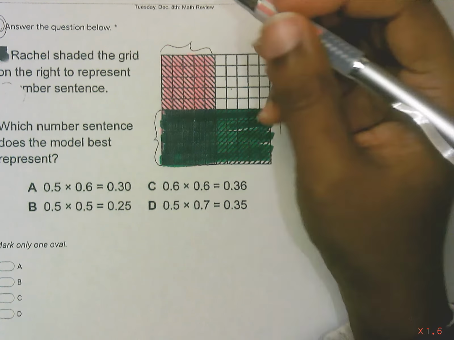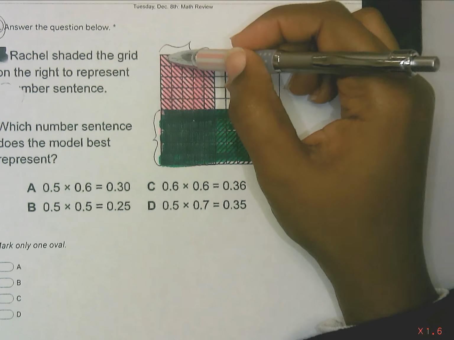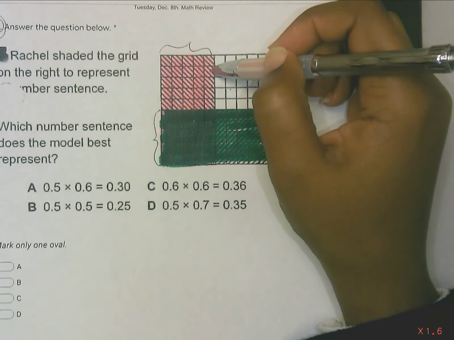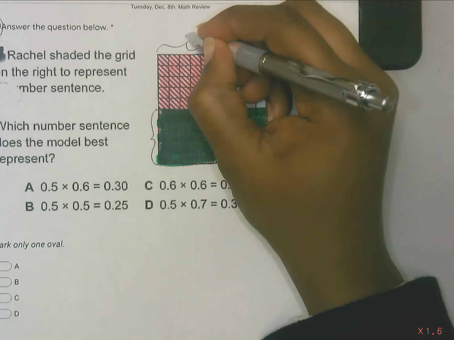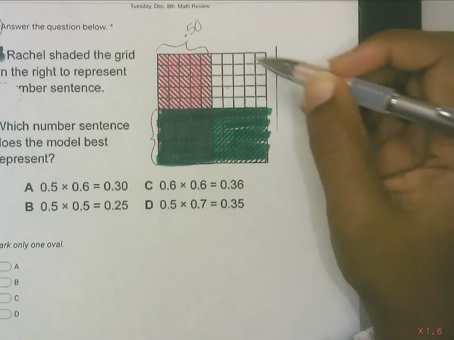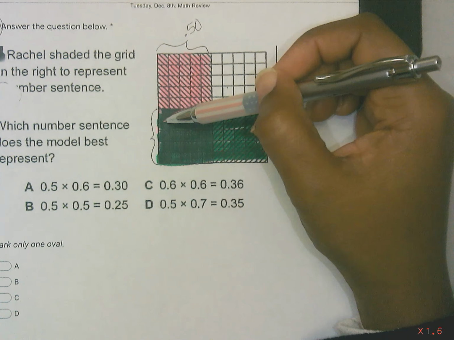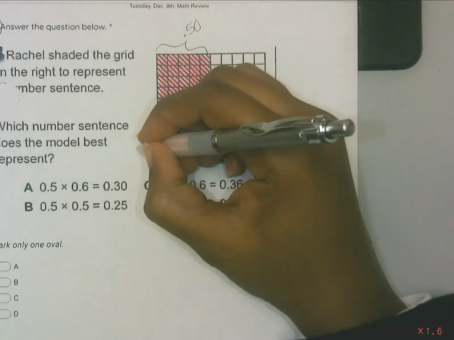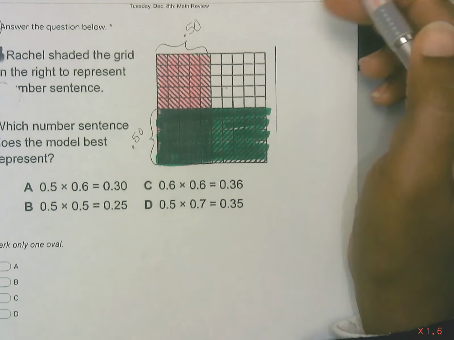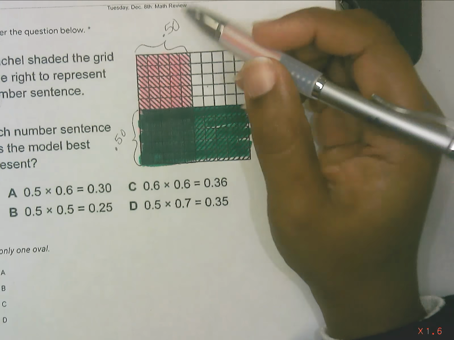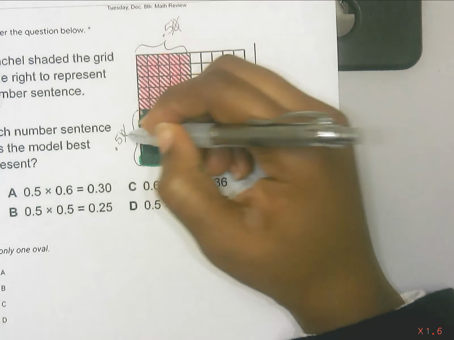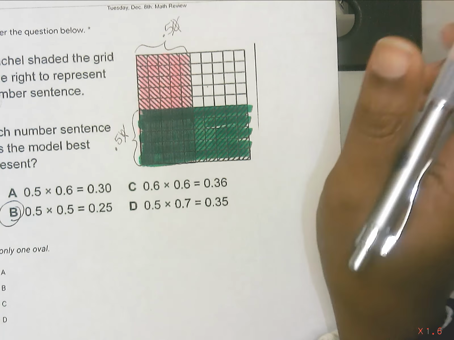Well, let's see how many we have shaded down. 1, 2, 3, 4, 5. Remember, these are tenths. 10, 20, 30, 40, 50. 5 tenths. Let's see what we got going across. 10, 20, 30, 40, 50. 5 tenths. So I'm going 50 tenths, 50 hundredths, or 5 tenths. You can drop that last 0 times 5 tenths. Oh, there we go.